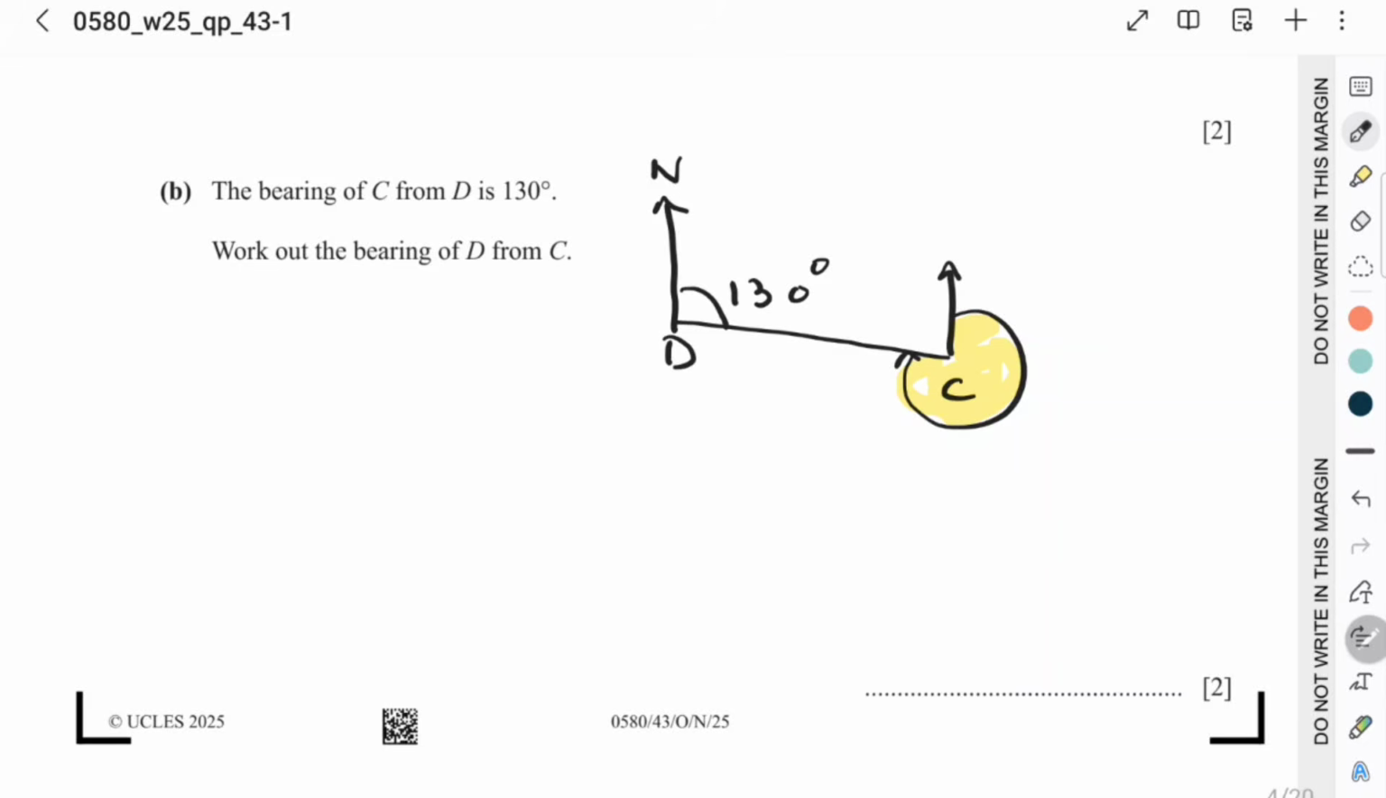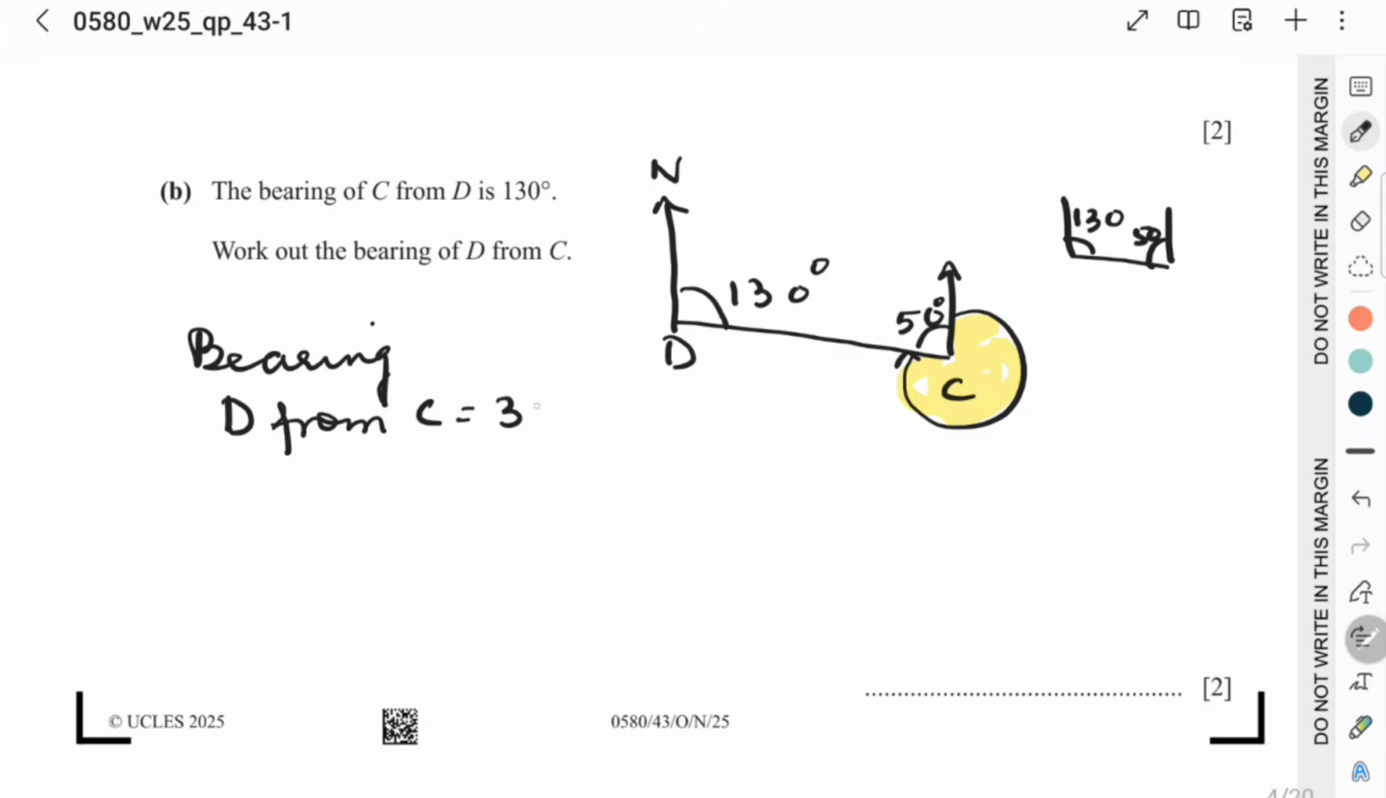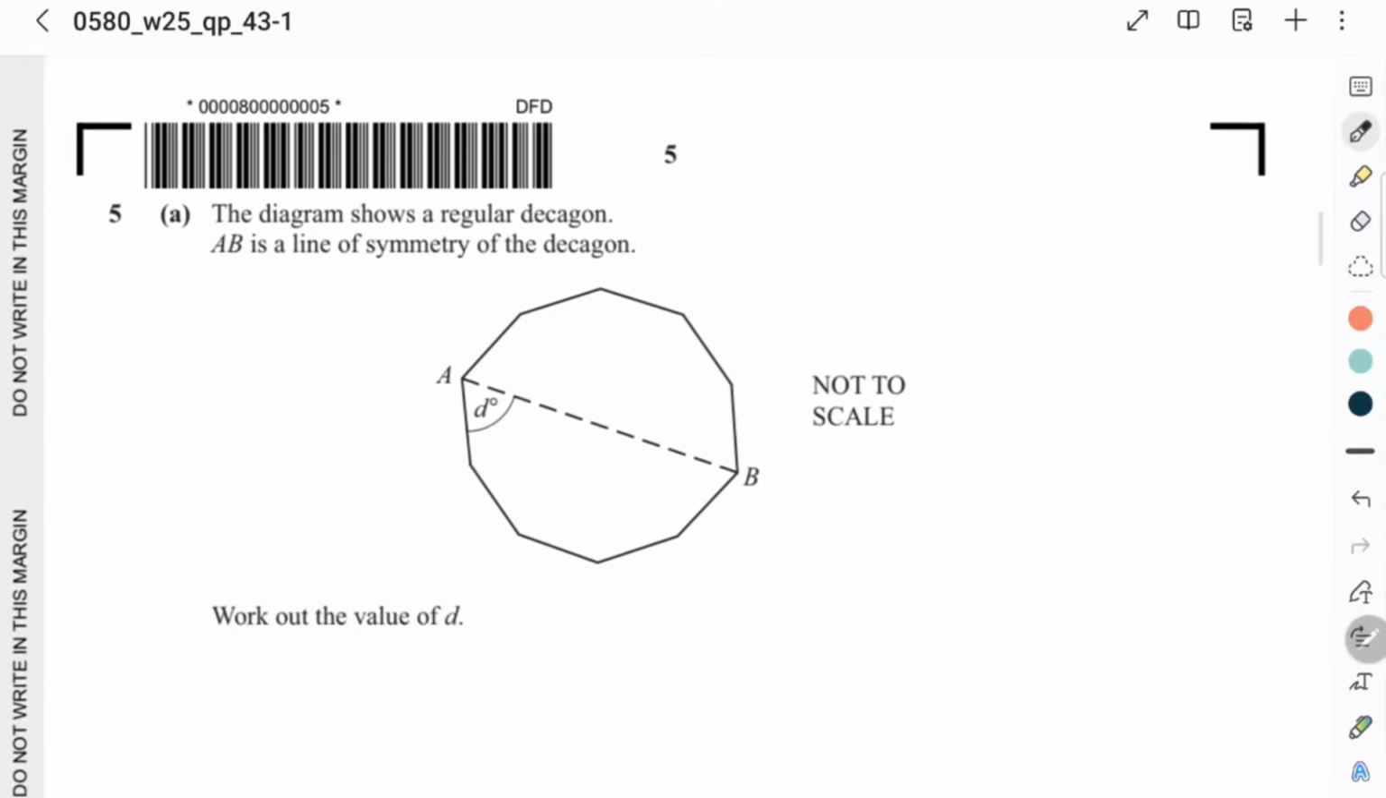Okay, so we know that these two are interior angles. It is 130 and it is equal to 50 degrees. All right, so whenever it is equal to 50 degrees, the bearing of D from C is equal to 360 minus 50, which is equal to 310 degrees. 310 degrees.